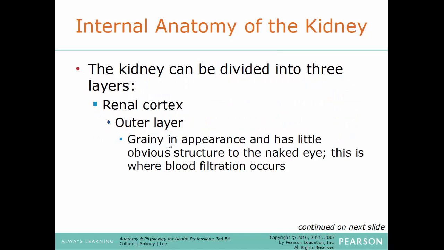The kidney can be divided into three individual layers. First one is the renal cortex. The cortex is the outer layer. Cortex is always a reference to the outermost layer of a structure. This will look grainy in appearance and has very little obvious structure to the naked eye, but this is where the blood filtration occurs, in the cortex.